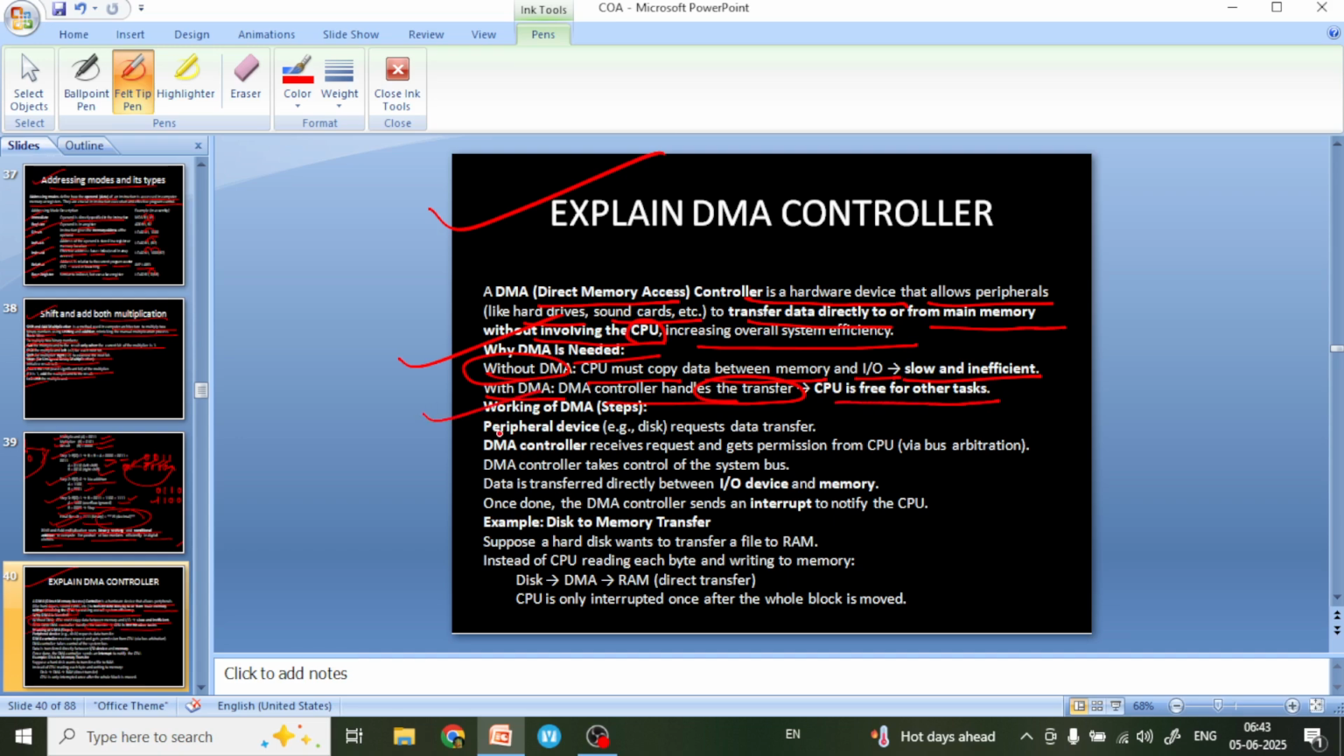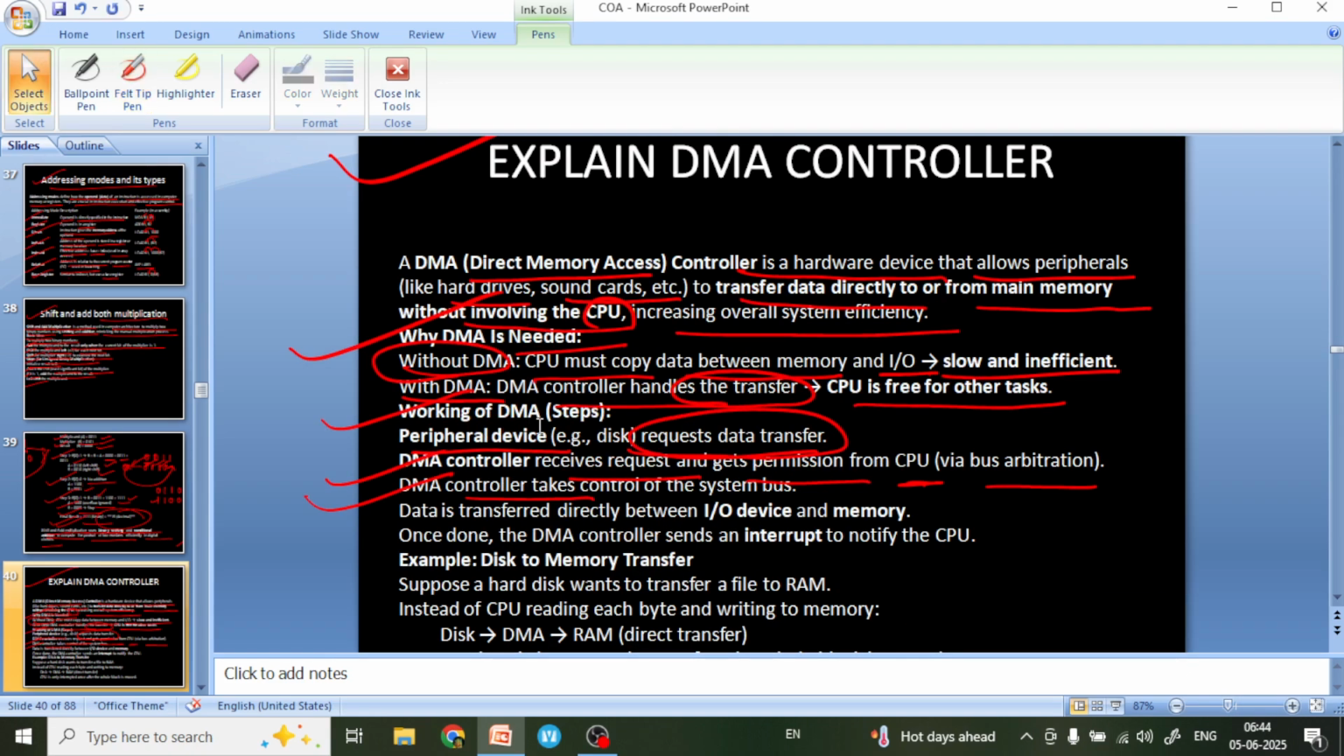Working of DMA, steps: a peripheral device like a disk requests the data transfer. The DMA controller receives the request and gets permission from the CPU by bus arbitration. The DMA controller takes control of the system bus. Data is transferred directly between input/output devices and memory. Once done, the DMA controller sends an interrupt to notify the CPU.